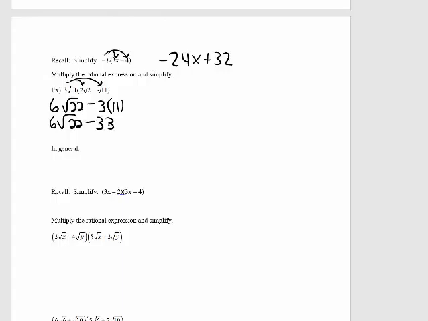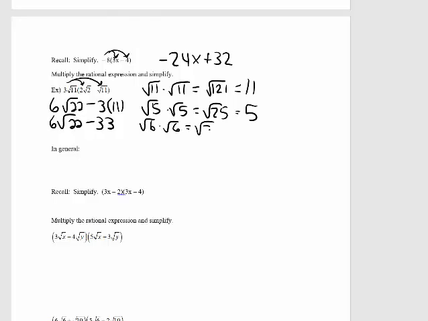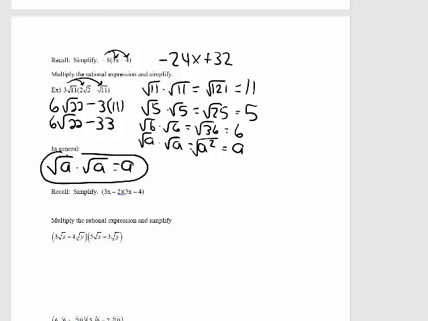Now, there's something very important that we can get out of this. So the square root of 11 times the square root of 11, which is the square root of 121, which is 11. The square root of 5 times the square root of 5 is the square root of 25, which is 5. The square root of 6 times the square root of 6 is the square root of 36, which is 6. So in general, the square root of a times the square root of a is the square root of a squared, which is a. So I'm going to write that over here. This will be very, very important later on.